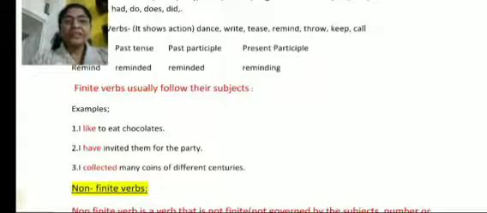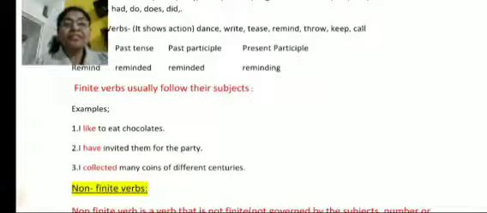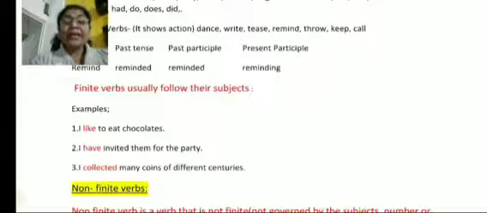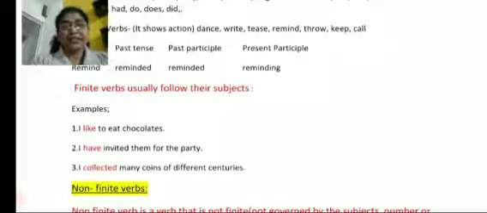See, three examples are given. In all three examples, the words which are highlighted in red color are all finite verbs. I told you that a finite verb can be a supportive verb, and it can even be a principal verb. Now in the first example, I like to eat chocolates. The word like is a principal verb, but it is a finite verb. Why? Because it has come immediately after the subject. That means finite verbs always follow the subject.